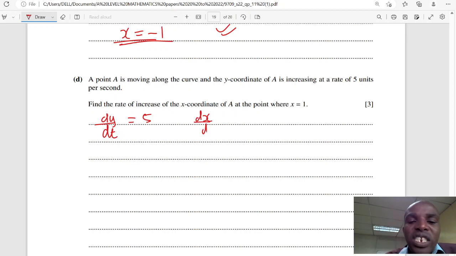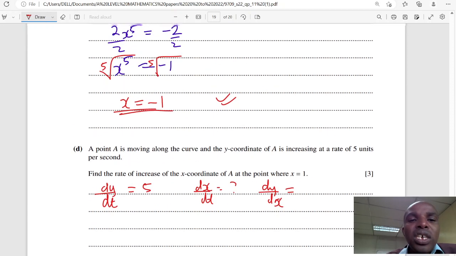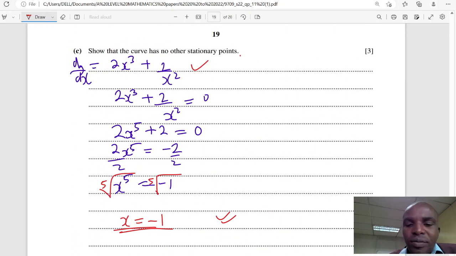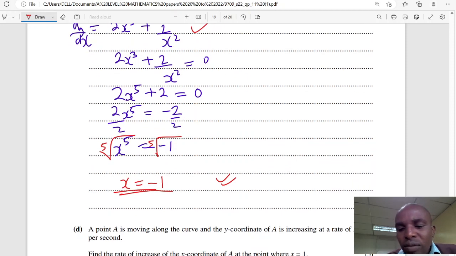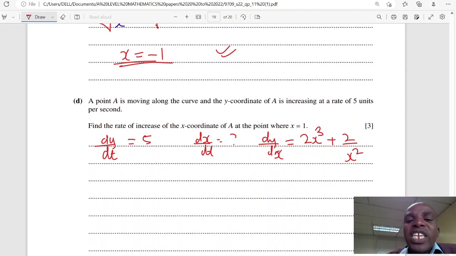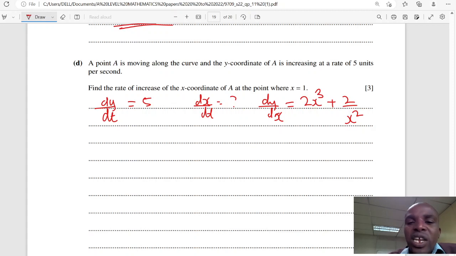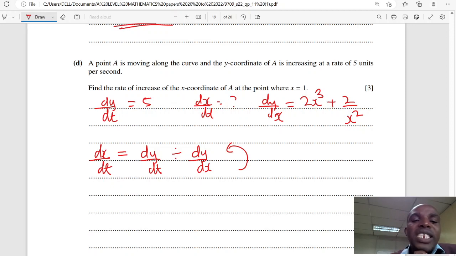So dx over dt is equal to what? But we are given dy over dx, which is this one. So it's 2x cubed, then plus 2 over x squared. That's my dy/dx, right? So we have 3 different items. So I want to find dx/dt, we have dy/dx. How can we find dx/dt? So we say dx over dt is equal to dy over dt, then divided by dy over dx, so that dx can be on top. We can find our dx/dt.